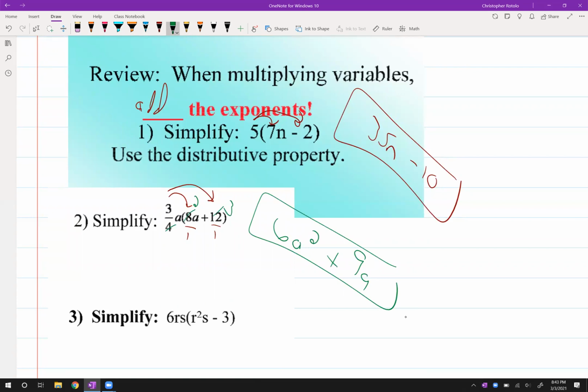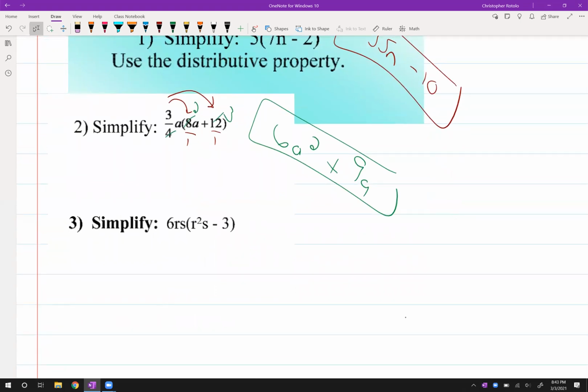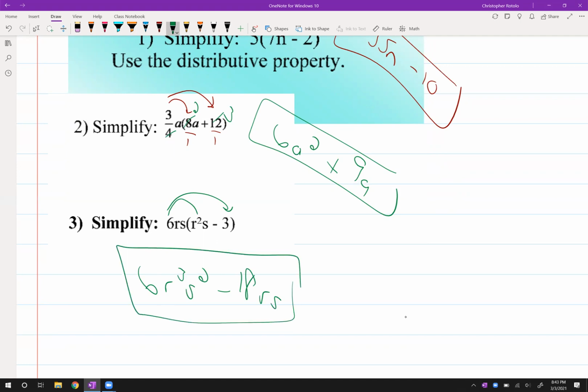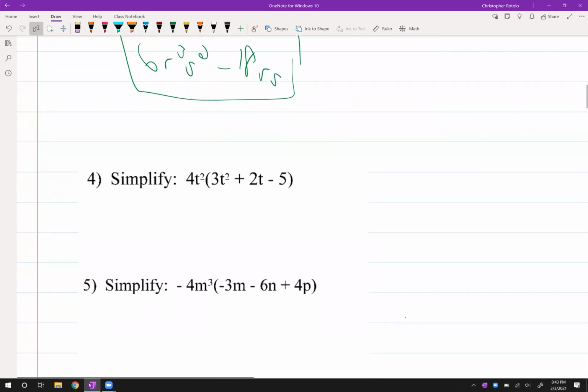So distributing, what's 3/4 of 8? It's 6, and 3/4 of 12 is 9. All right, in the next one, no fractions this time, so 6 times 1 is 6. R times r squared is r to the 3rd. S times s is s squared. Minus 6 times 3 is 18. The sign's going to be negative. And r and s don't get anything extra given to them, right? Just distributing. It's kind of fun.